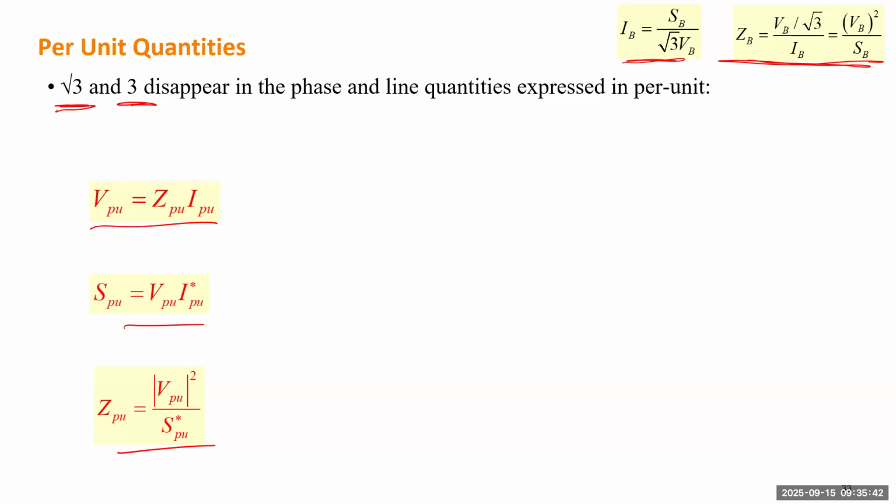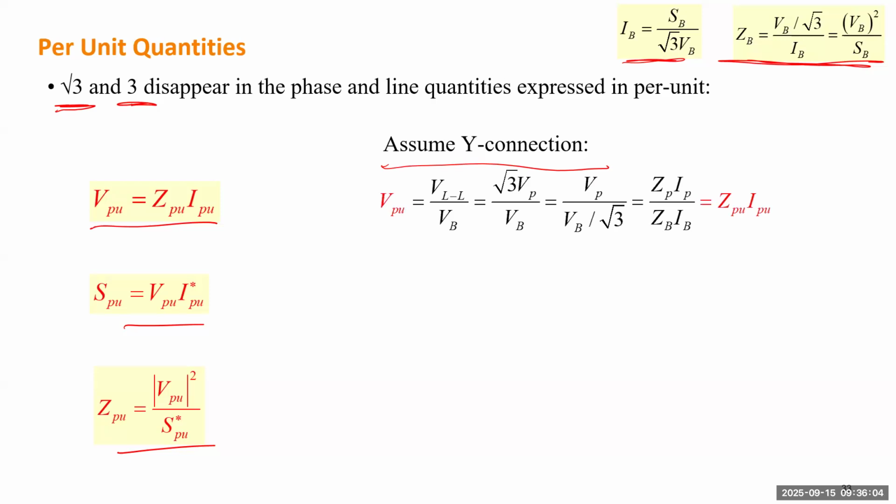Don't worry about which formula needs a 3 or root of 3 factor, and which doesn't. Let's prove why, in the per unit system, those factors will disappear. Here I just gave you a Y connection as an example. You can definitely try a delta connection, and it could give you exactly the same formula.